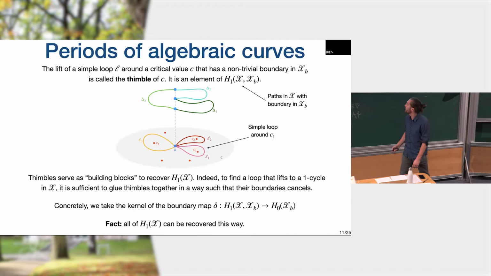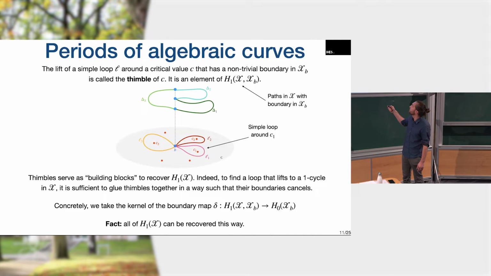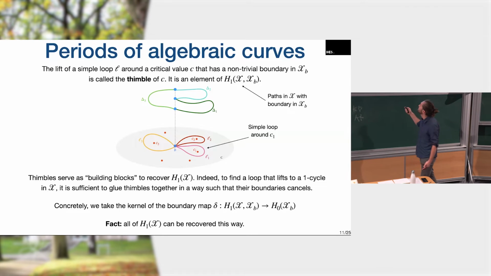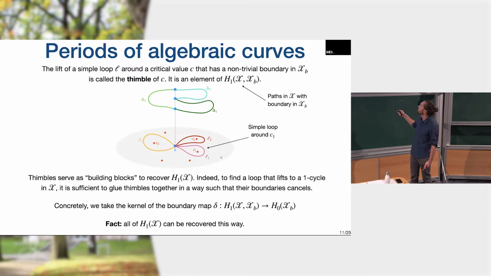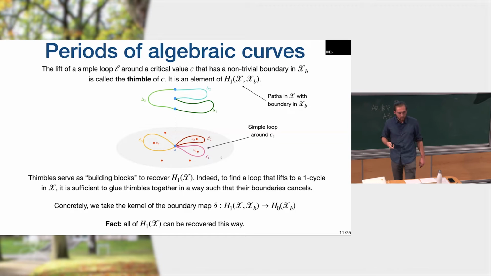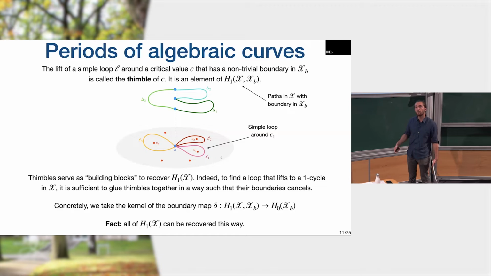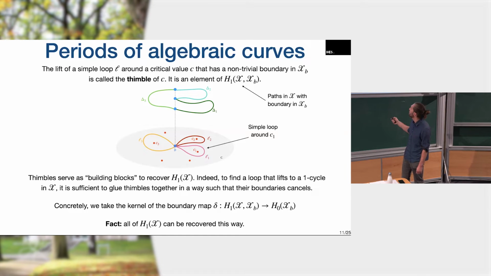And so per critical value, or rather per simple loop around a critical value, you have a unique such non-trivial homology class, which is called the thimble above the critical value. So it is this short path which has some boundary in the fiber. For instance, delta 1 here corresponds to the loop L1. And thimbles are very nice because they can serve as building blocks for the actual homology of the elliptic curve.